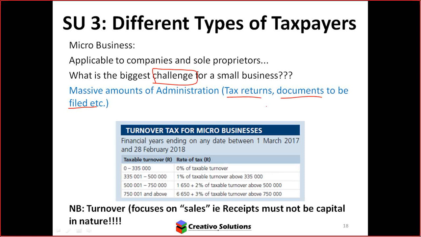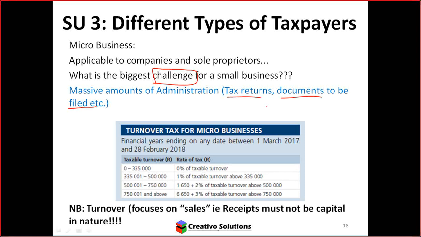But now the problem with that is, can you claim wear and tear deductions? No, you can't, because you're being taxed on your turnover, it's just sales only. Not on your taxable income. See, there's that big distinction again. So as much as this is great, if you have lots of deductions and allowances that you want to make use of, you can't make use of them if you're a micro business.